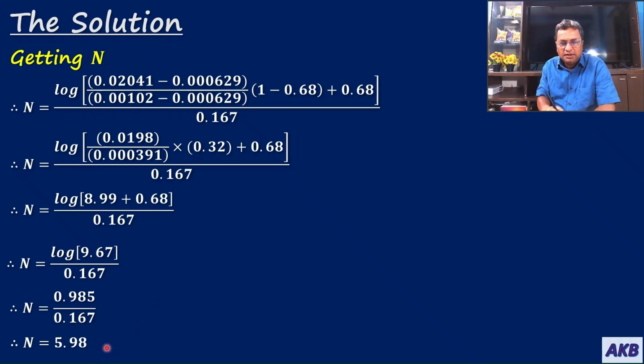So in this case, the number of stages required according to the Kremser equation, when the equilibrium relationship is given to us and the equilibrium curve is a straight line, we have used the Kremser equation to get the number of ideal stages. The number of ideal stages comes out to be 5.98. So in this way, we end our calculations for this numerical example. We have found the number of ideal stages by using the Kremser equation.